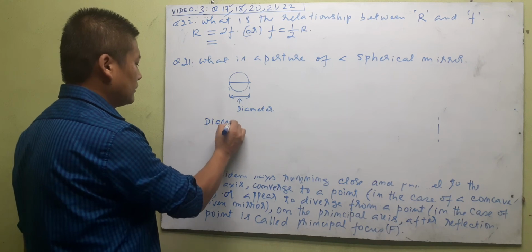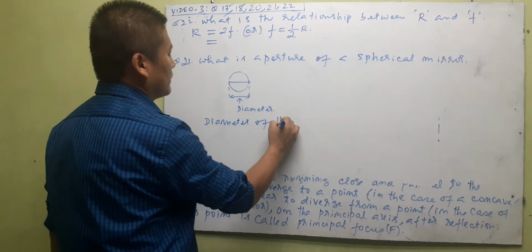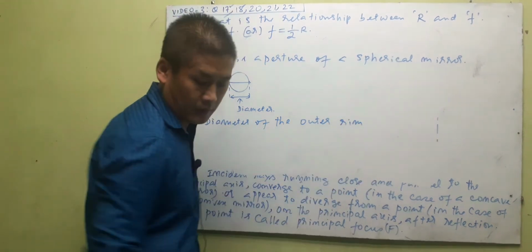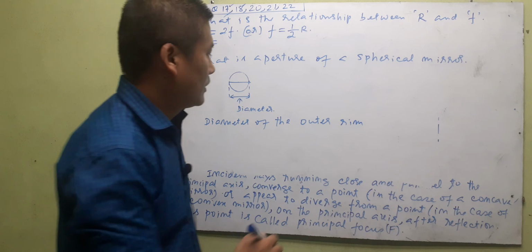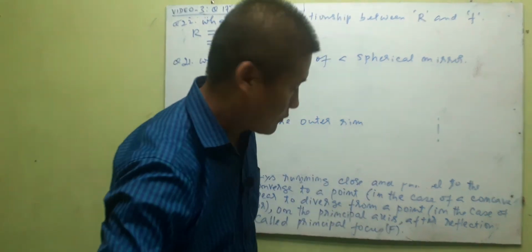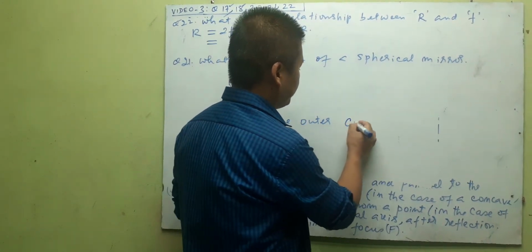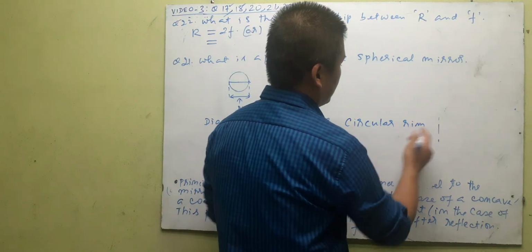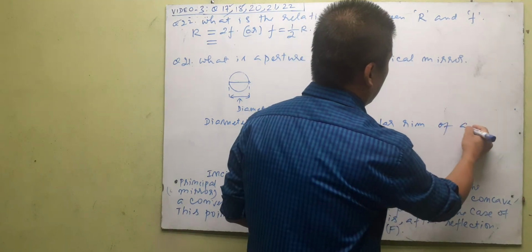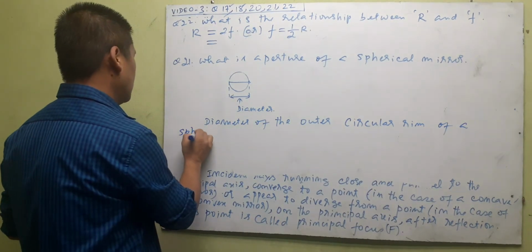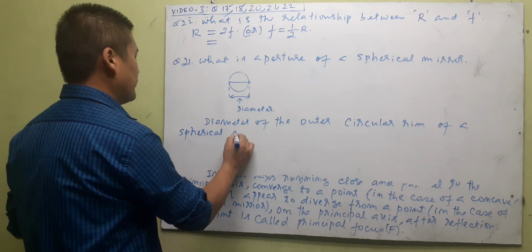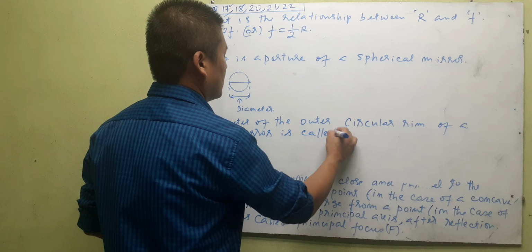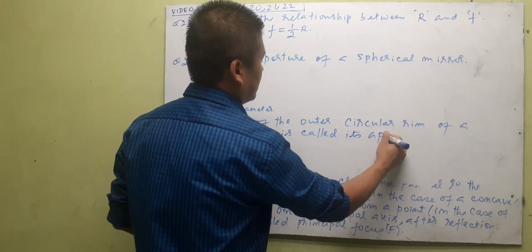Diameter of the outer circular rim of a spherical mirror is called its aperture. That's the definition.